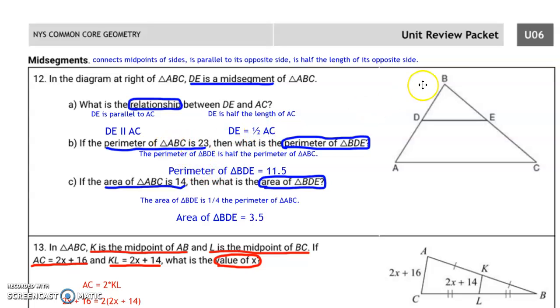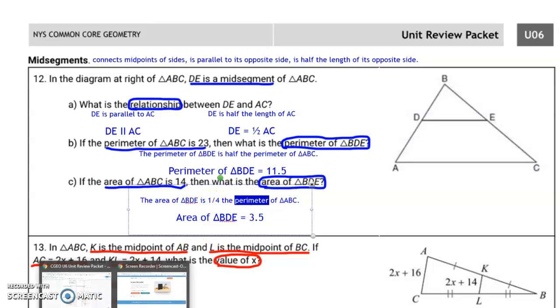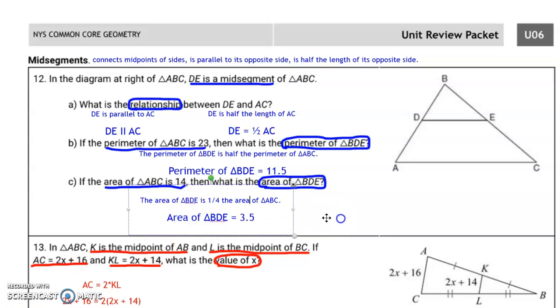The perimeter of ABC, which is the larger triangle, is 23. The perimeter of BDE, which is this smaller triangle, is going to be half as large. Half the perimeter would mean 11.5. And for the area of ABC being 14, we're looking for the area of BDE, the smaller triangle. The area of BDE is always going to be a fourth of the, not perimeter, but area of ABC, which means 3.5. Don't believe me?